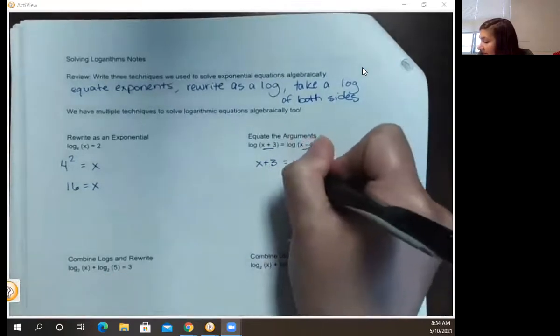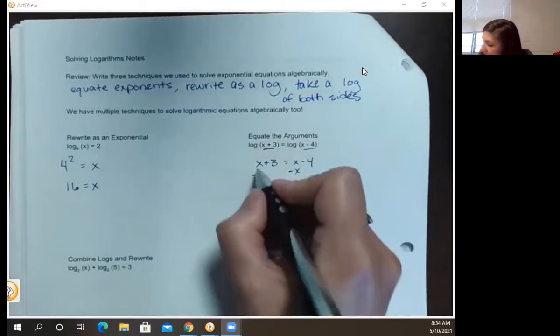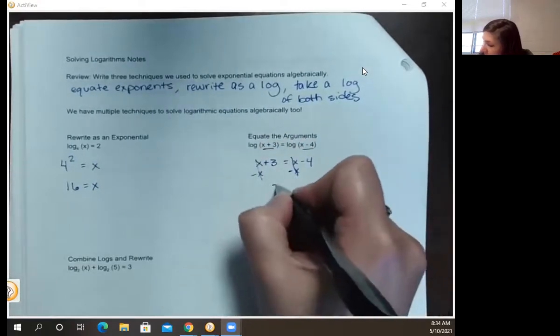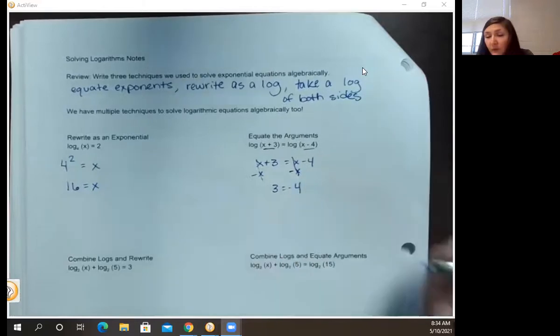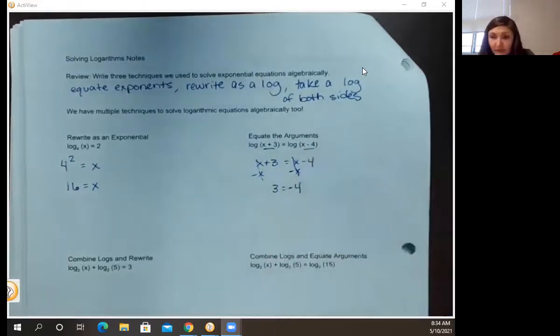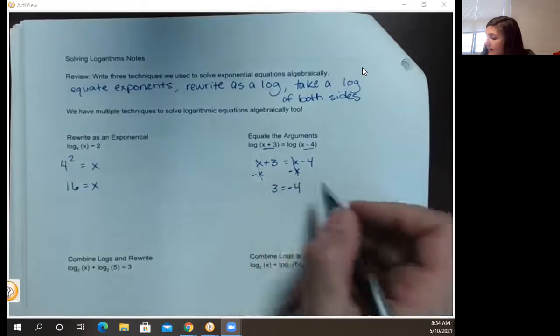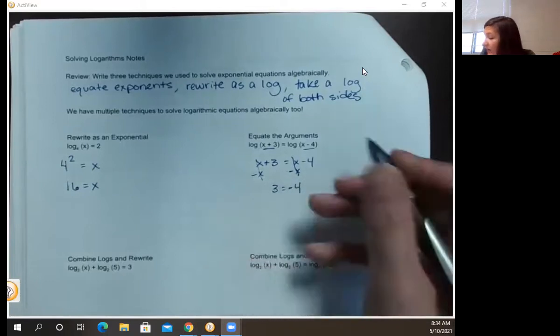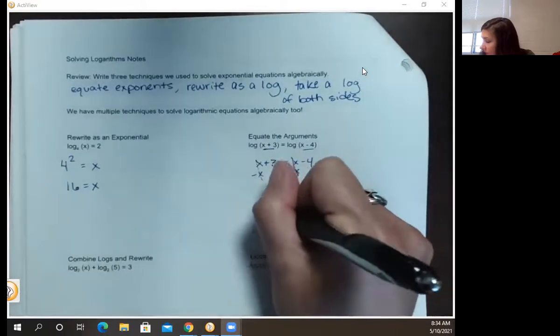I'm going to move the x's to the same side. And here, our x's would be gone, and we get 3 equals negative 4. We've seen things like this in other functions that we've solved where our variable is gone and we get something that's not true. So when that happens, that means that we have no solutions.